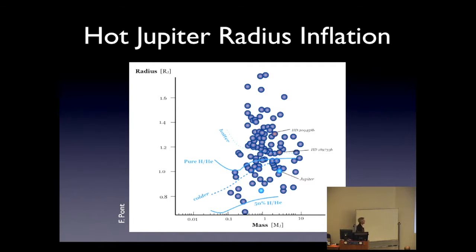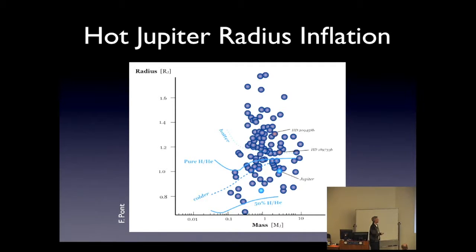So this is just illustrating this hot Jupiter radius inflation. Basically, the idea is that you take a pure ball of hydrogen and helium, and you heat it up to the temperature of hot Jupiters, and the max radius you can reach as a function of mass is about below 1.2 Jupiter radii. And we know of many planets that are above 1.2. If you put a core, by the way, things are even worse, because the core, or a lot of metals, will tend to shrink the size of the planet.